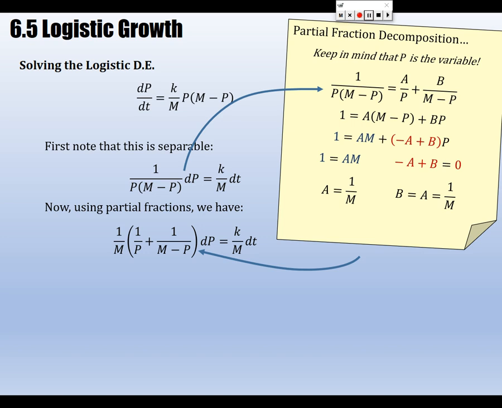So we did some algebraic trickery on the left. You can spend a moment to verify that it works. And we've done nothing on the right. We've done nothing on the right side. Again, let's keep in mind that 1 over M is just a constant.